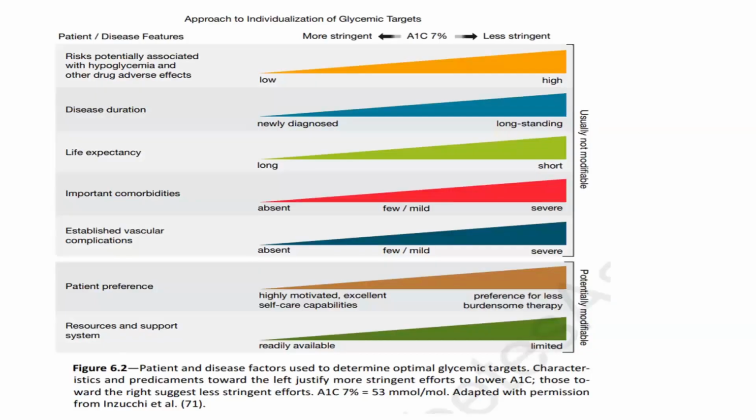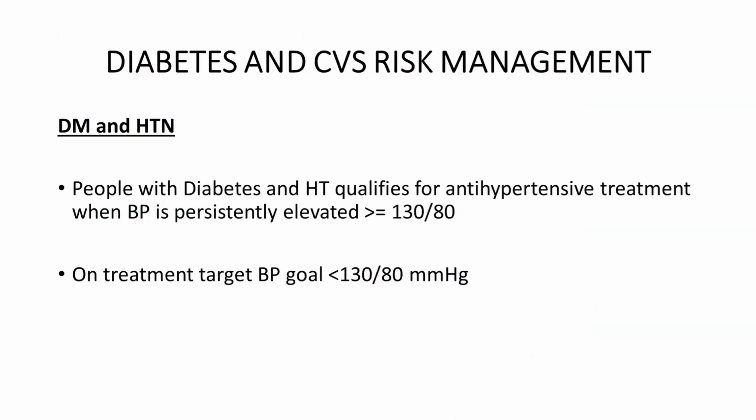Before moving on to the pharmacological management of diabetes, I would like to say a few words about diabetes and other cardiovascular disease risk management as well. Because we get patients not only having diabetes, but with other comorbidities like hypertension, CKD and so on. If a patient with diabetes and hypertension has persistently elevated blood pressure of more than 130/80, that patient qualifies for antihypertensive treatment.